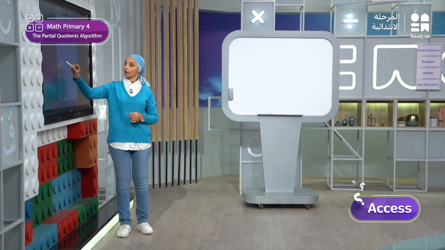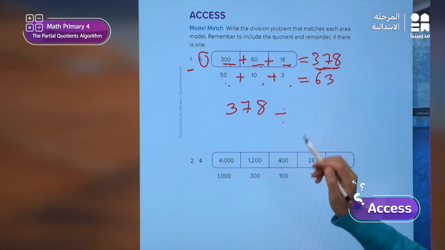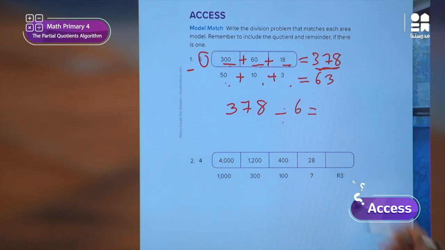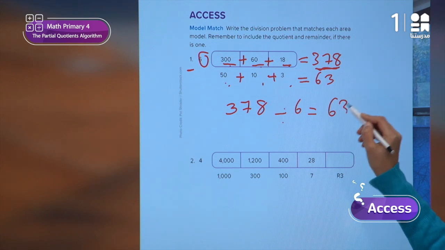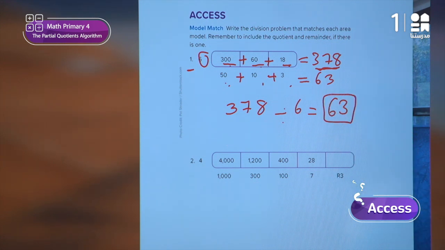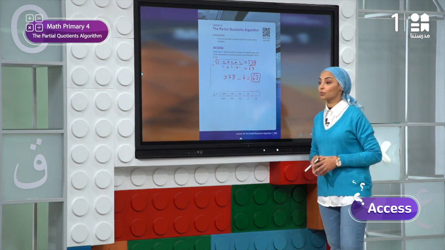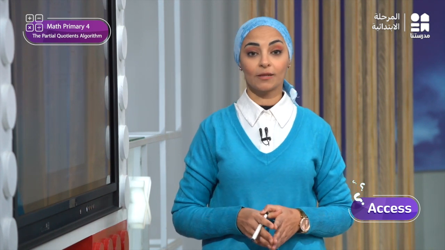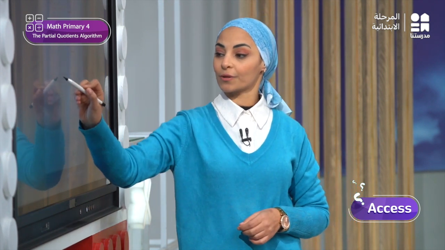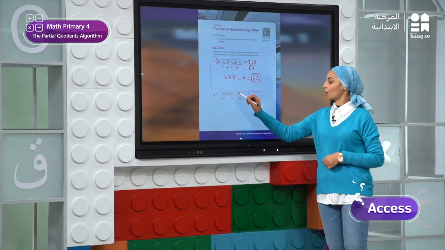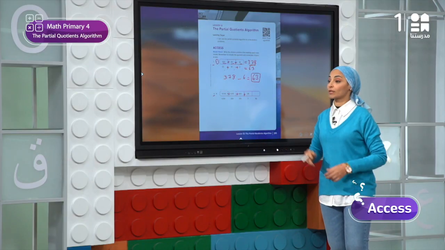So the equation will be what? 378 divided by 6. 378, the biggest number, divided by 6 equals what? Yes, the quotient or the answer is 63. Now we will do the same in problem number 2. Here's problem number 2. I will add the numbers inside the model to find what? To find the dividend. So I will add 4,000 plus 1,200 plus 400 plus 28.